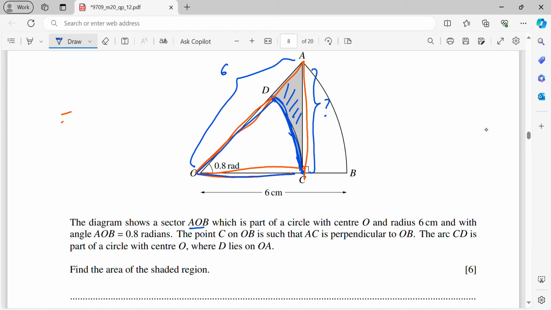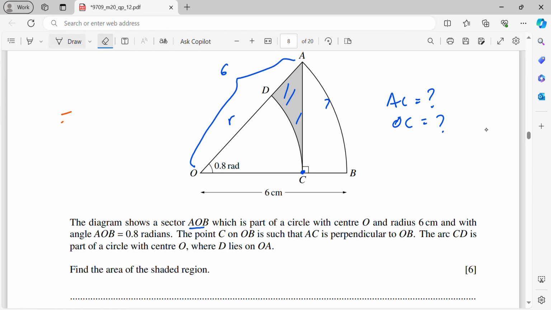What is the AC? Once you have found the AC, you can just use half times length times base. And then the problem is we also don't know what OC is. Therefore, you need to find it, because OC is the base of the triangle AOC, and also it is the radius of the smaller sector. To get that is very simple: you look at the whole triangle. This is a triangle.